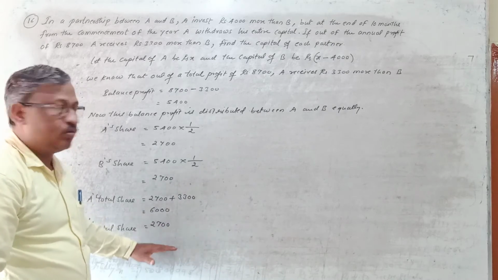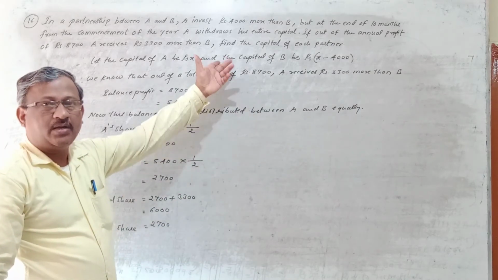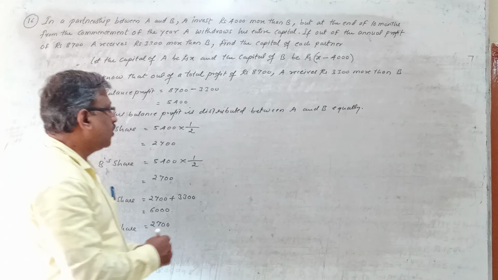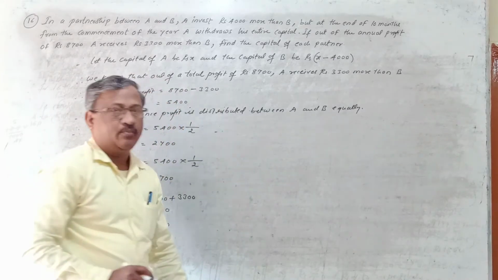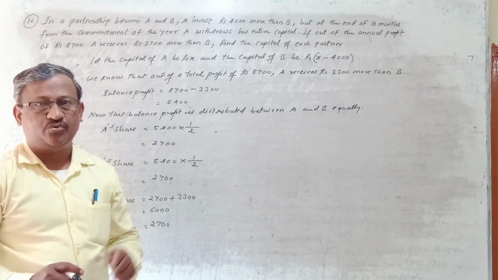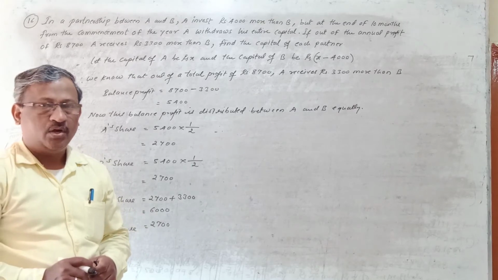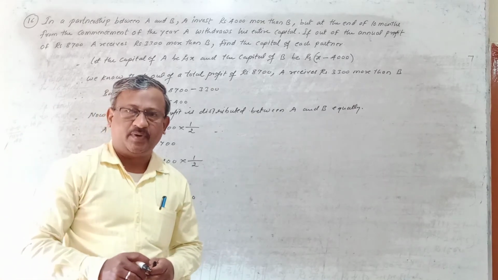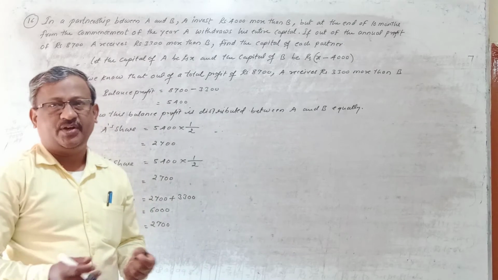So total shares are known, their capitals we have assumed, and time is also known. So now what I am going to calculate is the capital ratio and the profit sharing ratio. To calculate the capital ratio, we need the capitals, and to calculate the profit sharing ratio, we need the profits.